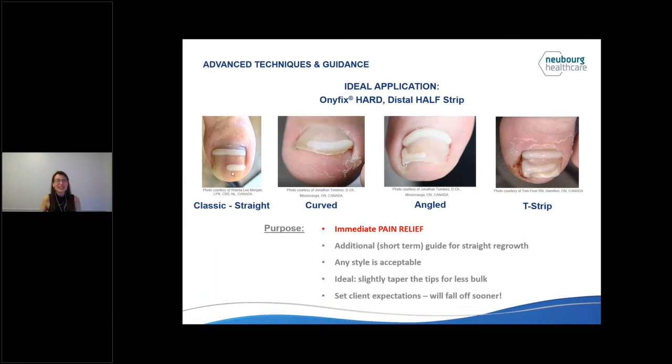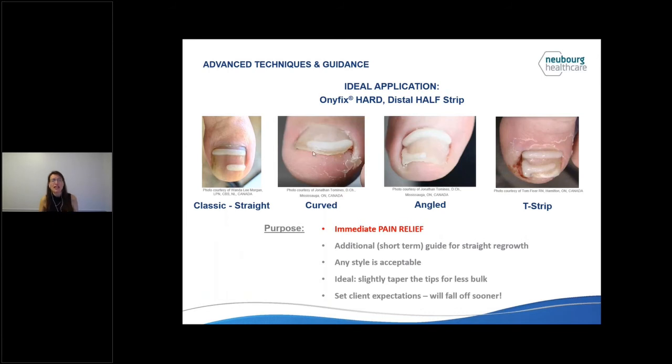So we've got your classic straight strip over here. That's the one that was originally taught. You can absolutely feel free to do that. We recommend that you apply that at the corner, if you will, where the tissue meets that edge of the nail. And so that would be your good starting point. That will give it a little bit of growth left before it actually reaches the edge of the nail.